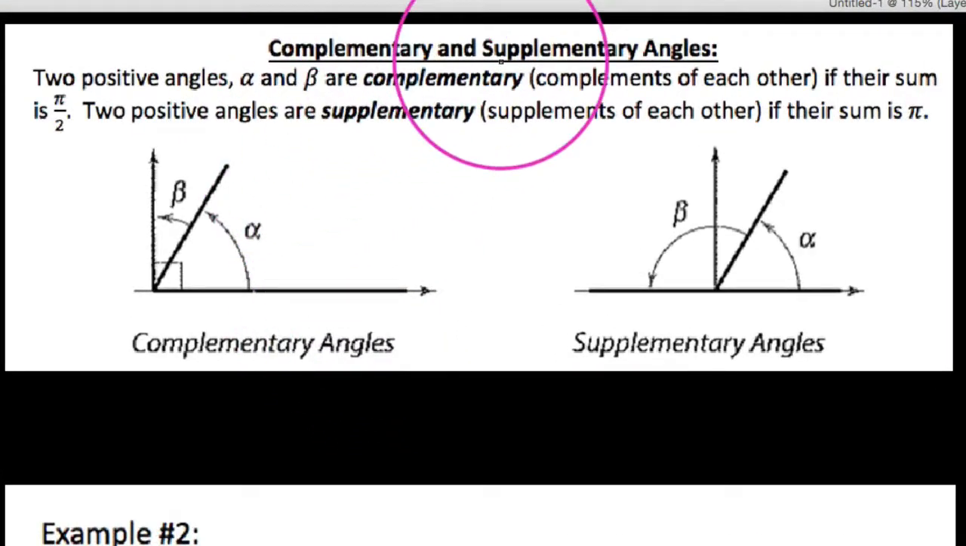In this video we're going to define what we mean by complementary and supplementary angles and then discuss how we can find them, if at all possible.